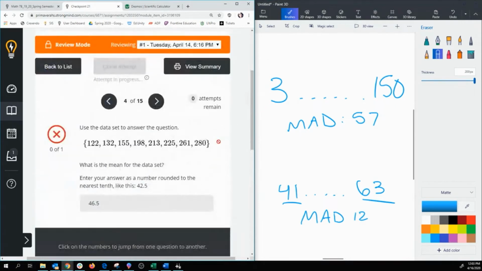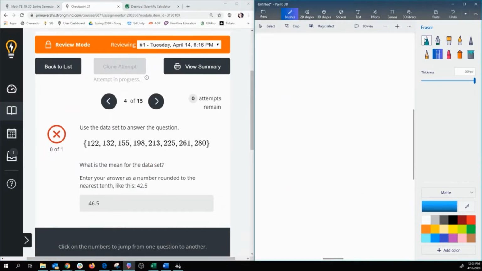So next one I have here, we're asked what is the mean for this data set. So not mean absolute deviation, just mean. The starting number is 122. The last number is 280.